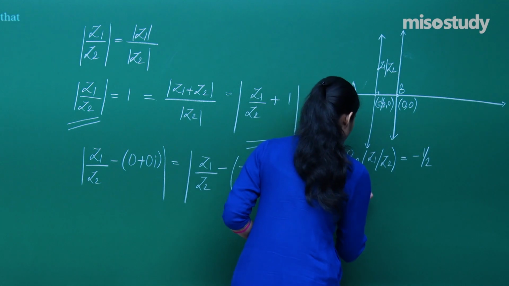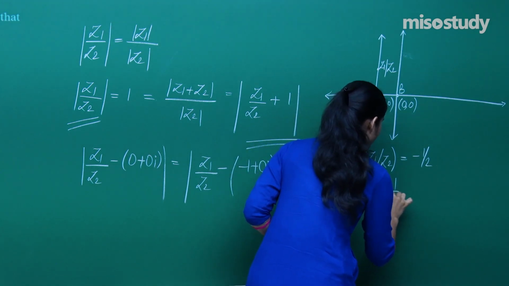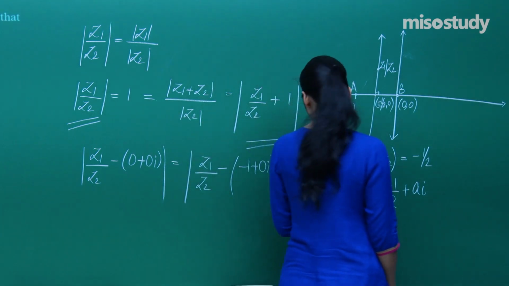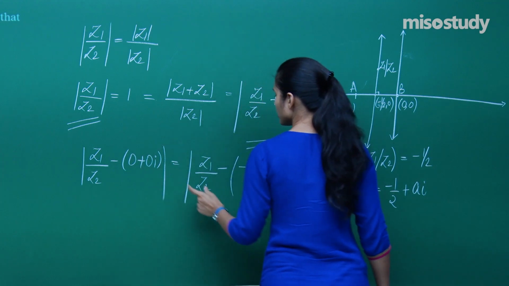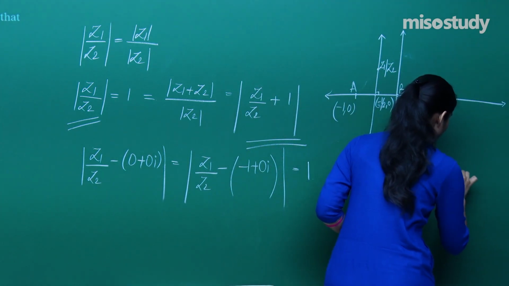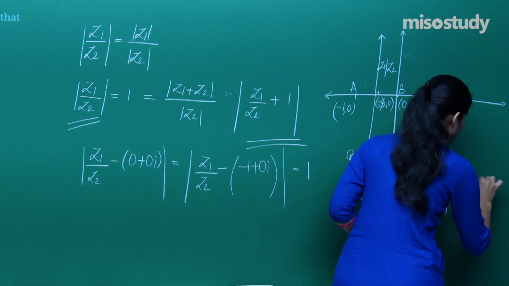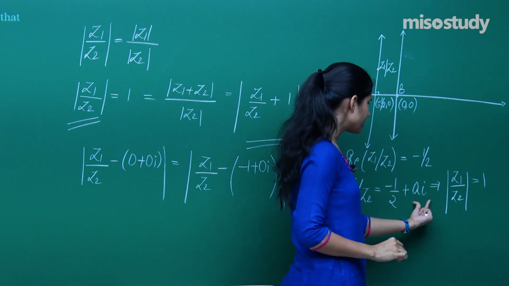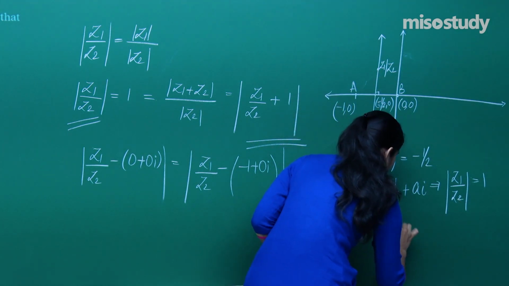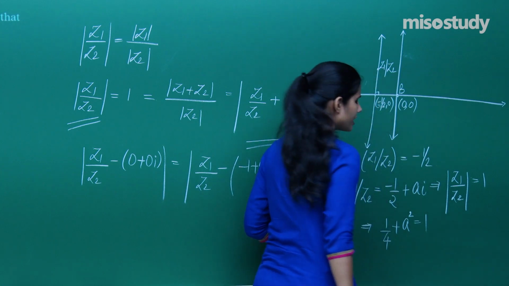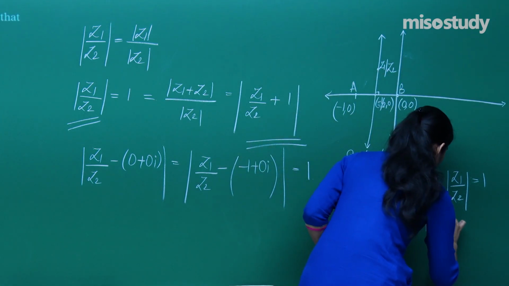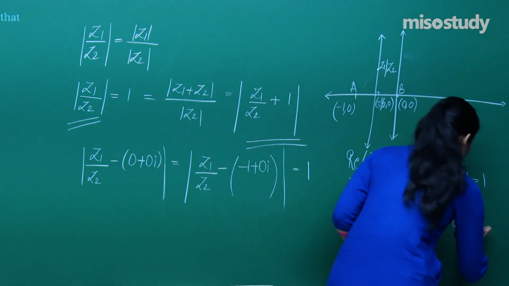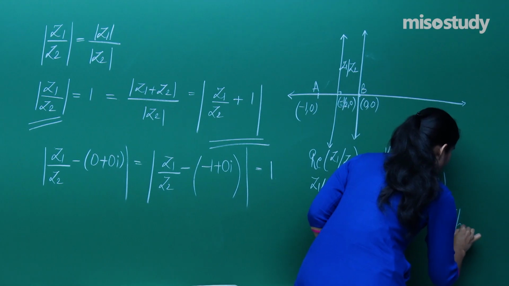So what is Z1 by Z2? It is -half plus some a times iota. I don't know what this is. But I know that Z1 by Z2's distance from 0 plus 0 iota is 1. This means magnitude of Z1 by Z2 is 1. So it means square root of this square plus this square is 1, or I can say 1 by 4 plus a square is 1 square, which is 1. So a square is 1 minus 1 by 4, which is 3 by 4. So a is plus minus root 3 by 2.